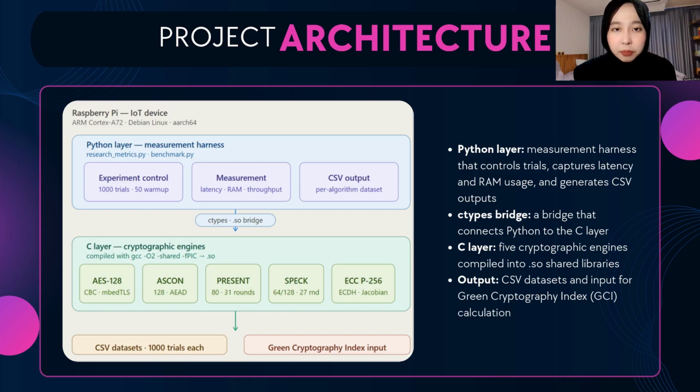In the middle, the ctypes bridge connects the Python harness to the C implementation, ensuring that measurement reflects the true performance of each algorithm. At the bottom, the C cryptographic engine layer contains all 5 algorithms compiled as optimized shared libraries, like AES-128-CBC, ASCON-128 AEAD, PRESENT-80, SPECK-64/128, and ECC P-256, each producing CSV outputs that feed into the GCI computations.